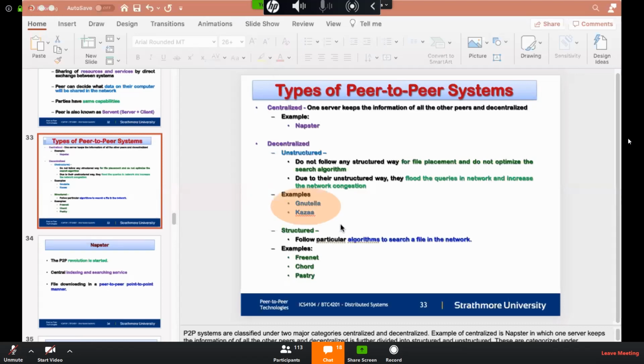So the examples that we have are these two here. Of course there are others, this is not the final list. We have Gnutella and Gaza as examples of those that are unstructured. They are decentralized and unstructured.